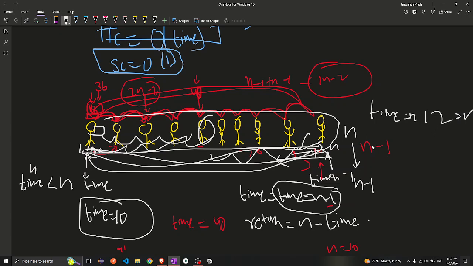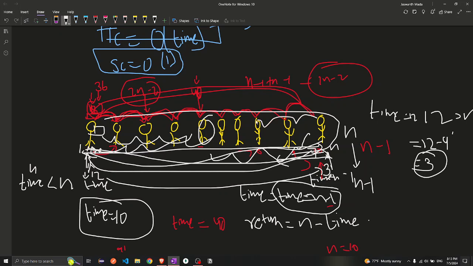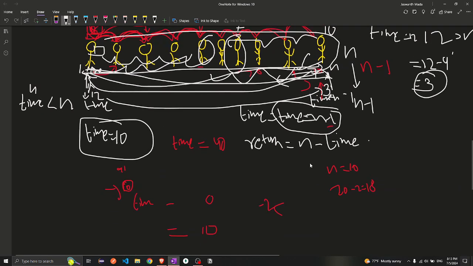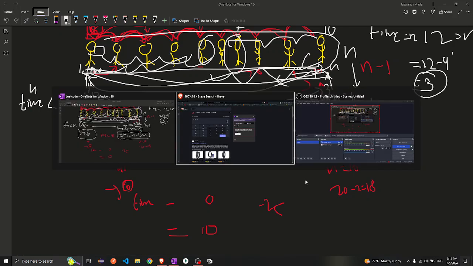So what I'm doing is I'm reducing 12 minus 9. 9 is nothing but n minus 1. So here I have 12 seconds of time. Now when I came here, I only have 3 seconds of time, right? Because I passed the pillow 9 times, right? So from here I have 3 steps, 1, 2 and 3. n is nothing but 10, right? 10 minus 3, which is 7. That is what I'm going to do here. I'm returning n minus time.